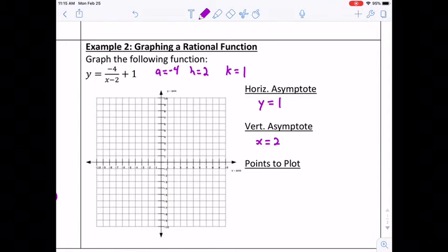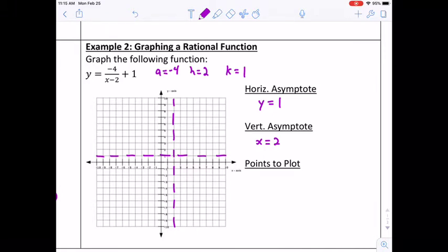So now you graph these as dashed lines at y equals 1, which is this horizontal line right here, and x equals 2, which is this vertical dashed line right here. Okay, so again, asymptotes, you cannot cross those, so this splits our graph into 4 regions.